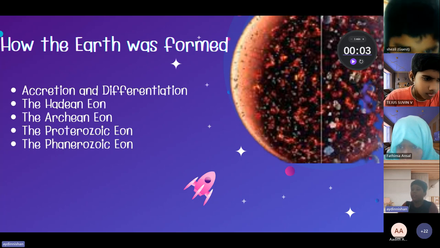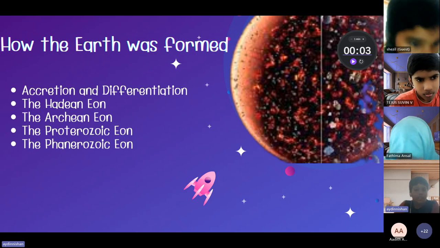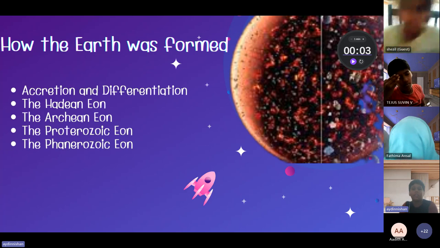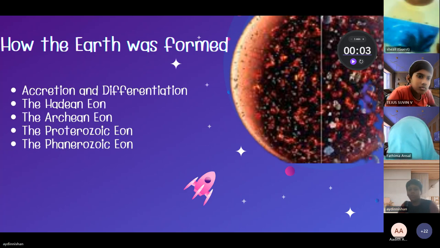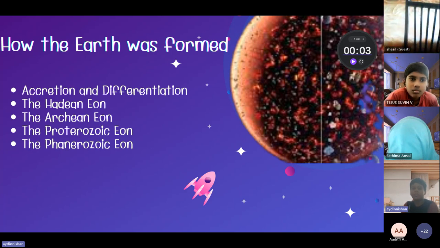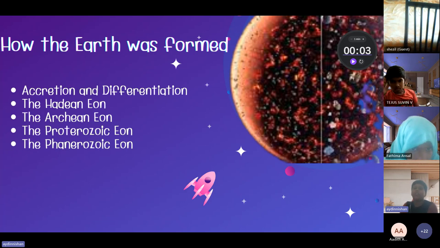Now, next is the Hadean Eon. I'm pretty sure nobody has ever heard of this. If you have, the Hadean Eon is a period of the Earth's history which lasted from about 4.6 to 4 billion years ago. During this time, the Earth was bombarded by countless asteroids and comets, resulting in intense, very high heat and frequent impacts. Every day had impacts. These conditions had a major impact on the formation of Earth's crust and atmosphere.